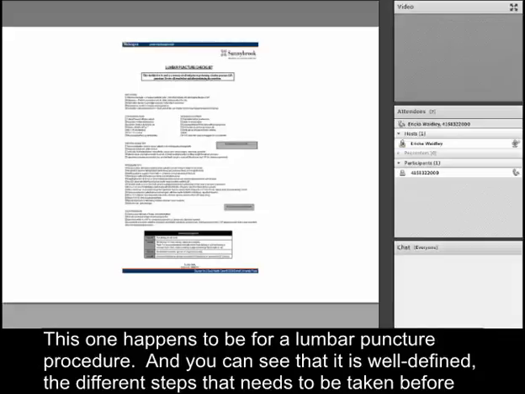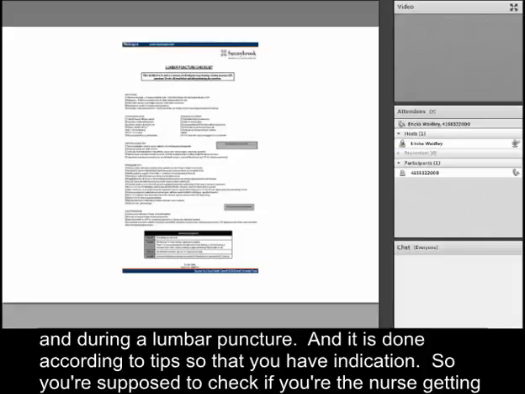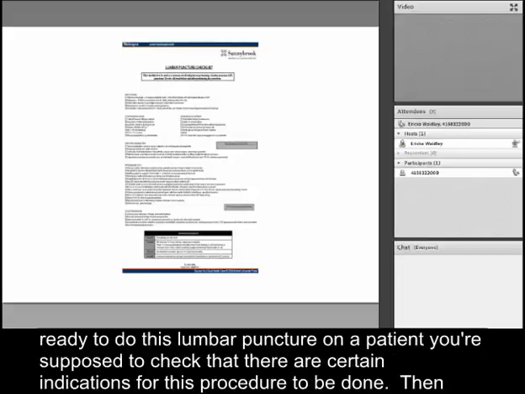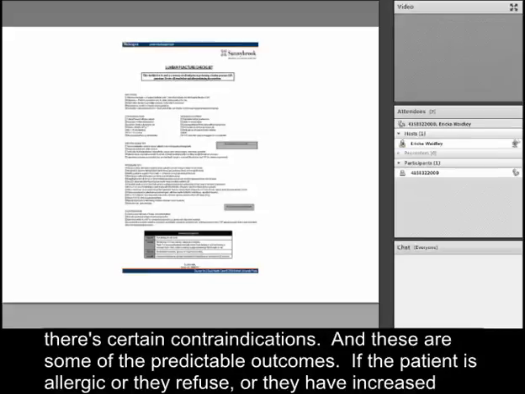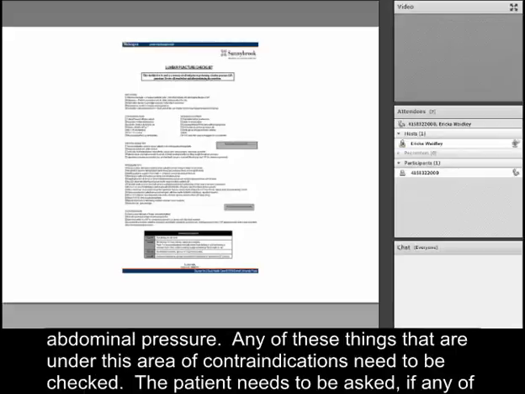This one happens to be for a lumbar puncture procedure. And you can see that it is well-defined, the different steps that need to be taken before and during a lumbar puncture. And it's done according to tips so that you've got indication. So you're supposed to check, if you're the nurse getting ready to do this lumbar puncture on a patient, that there are certain indications for this procedure to be done. Then there's certain contraindications, and these are some of the predictable outcomes. If the patient is allergic or they refuse or they have increased abdominal pressure, any of these things that are under this area of contraindications needs to be checked.